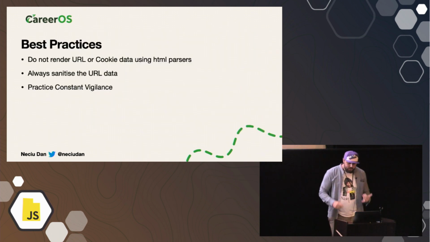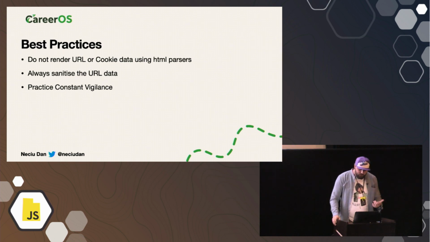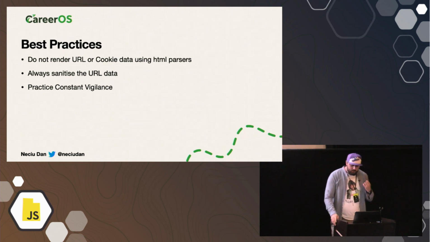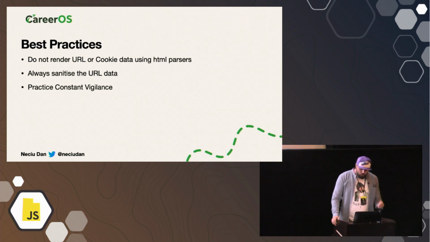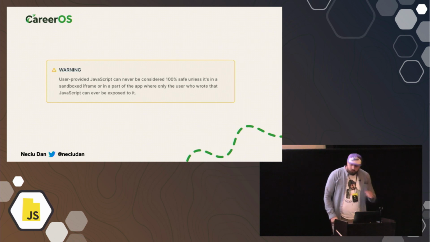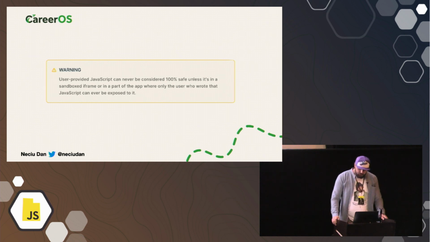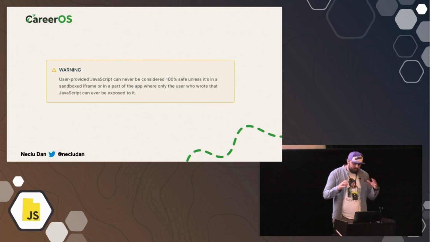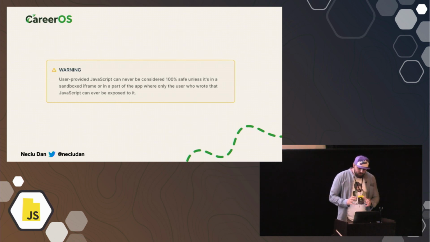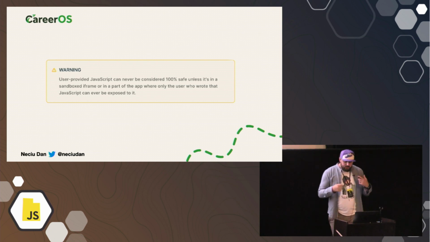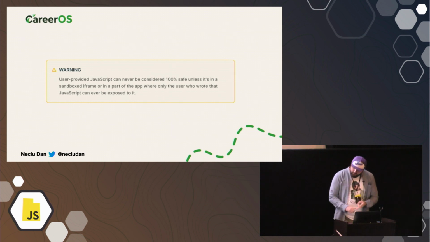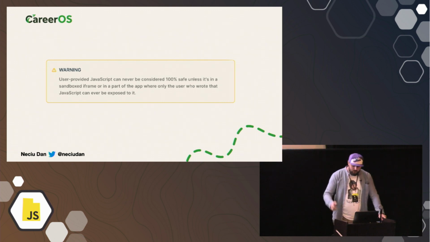So again, the common theme across is to not render URL or cookie data using HTML parsers. Always sanitize the URL data and practice constant vigilance. Now, this warning is given inside the official Vue documentation, which says, in a nutshell, that user-provided content can never be considered 100% safe. So to minimize the risk of security vulnerabilities, it's important to follow best practices, like validating user input, using encryption for sensitive data, and implementing proper access controls.